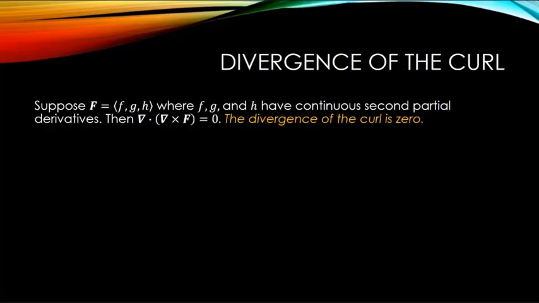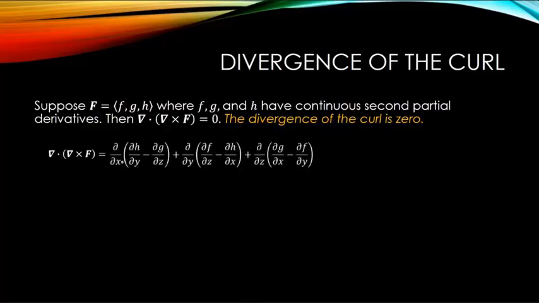Now suppose I have a vector field with vector components f, g, h, where f, g, and h have continuous second partial derivatives. Then del dotted with del cross F is equal to 0 as well. This just tells me that my divergence of the curl is 0. If I want to compute the divergence of the curl, I take del dotted with del cross F.